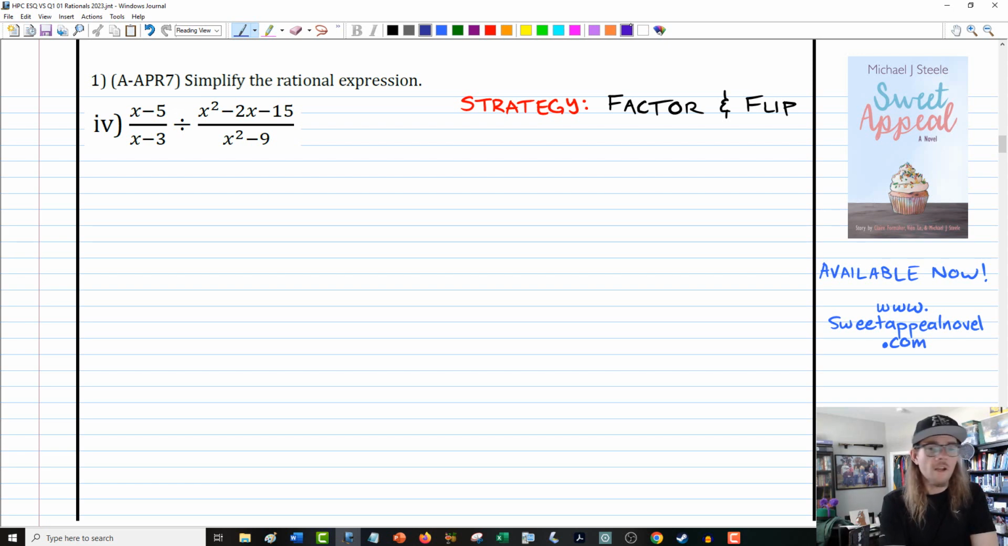We have x minus 5 over x minus 3 divided by trinomial divided by binomial. So really here, the strategy's uniqueness comes from that division sign, and that's reflected in our strategy listed on the right side. We are told that our strategy will be to factor and flip, and that flipping is for the second factor, really, the second rational expression. I'll put it in there as the second fraction. So we are going to flip that second fraction.